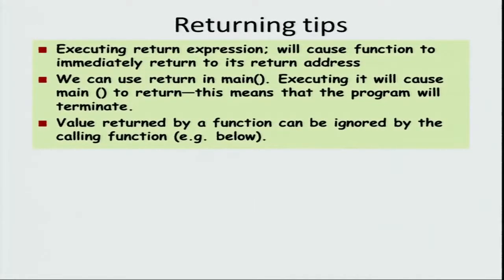Okay. So, when you execute, there are a few things to keep in mind. Whenever you execute any return expression, it will cause the function to immediately return. Now, main is a function, so we can use return statements inside main. What that means is that main will immediately stop execution, that is, the whole program will stop execution. Now, when you return a particular value, the calling function may choose to ignore the value.